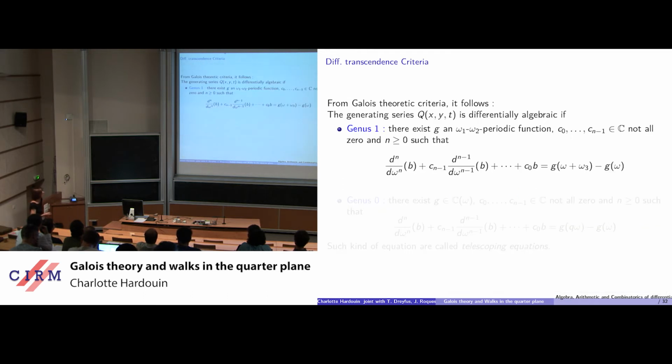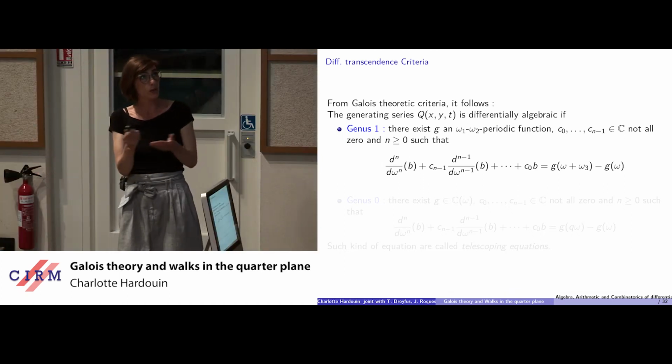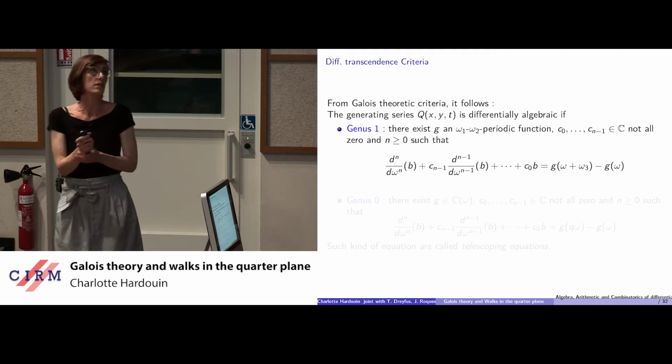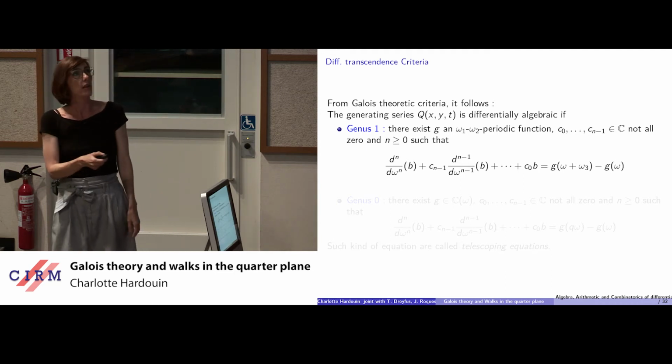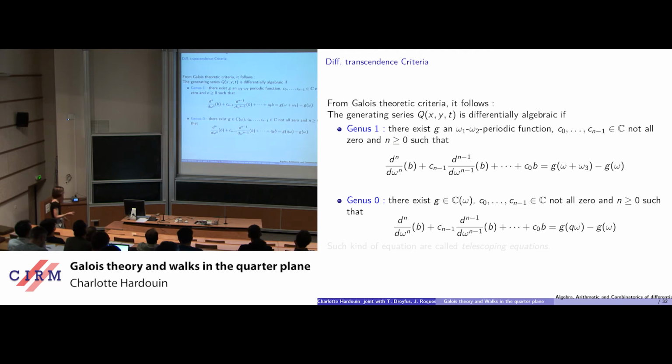Okay, so I just can apply the Galois theoretic criteria to show that if the generating series is differentially algebraic, then in genus 1, I must have a linear equation with constant complex coefficients in B, the second member, that is equal to this cocycle. In genus 0, the same thing. I have a cocycle of this form, and G here is a rational function, and here is an elliptic function.